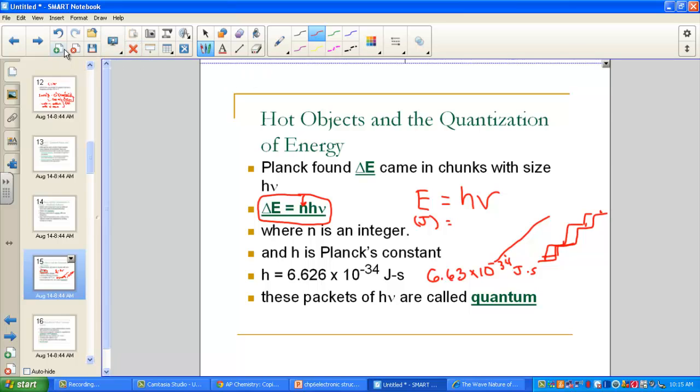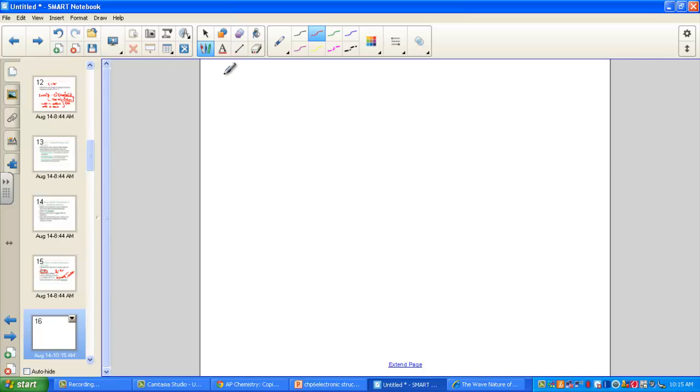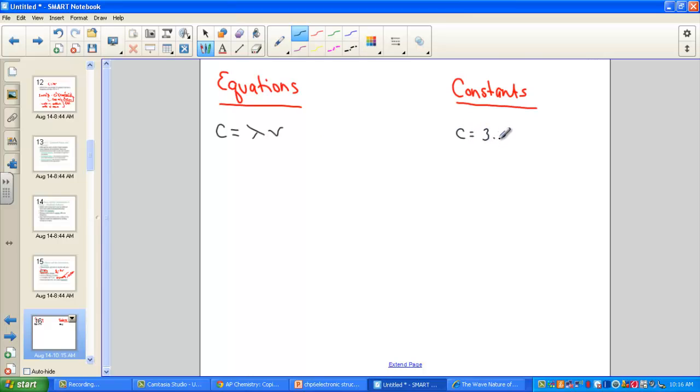So here we have a formula. Let's make this. I'm going to add a slide. And maybe you want to do this on a separate sheet of paper. I'm going to just keep tabulating through our chapter important equations and important constants, just to have in one place as we gain knowledge through our lessons. The first came from lesson 1, where the speed of light is equal to the wavelength times the frequency, c equals lambda nu. The constant here is 3.0 times 10 to the 8th meters per second.